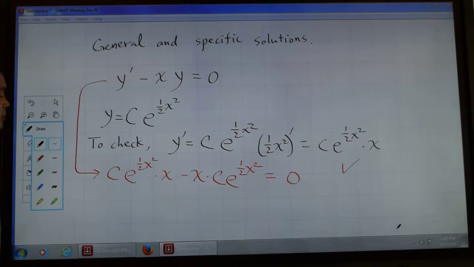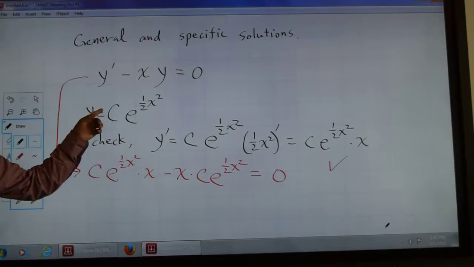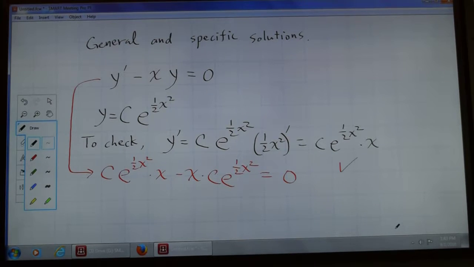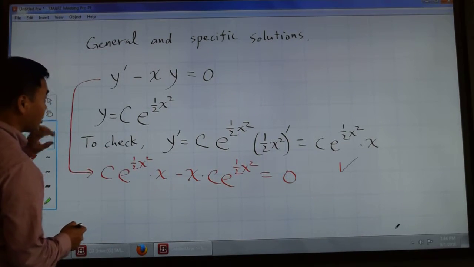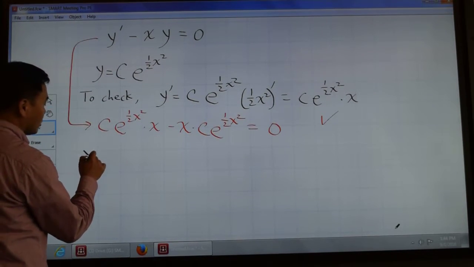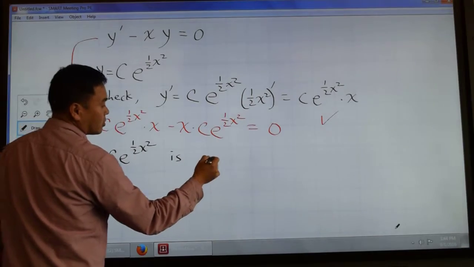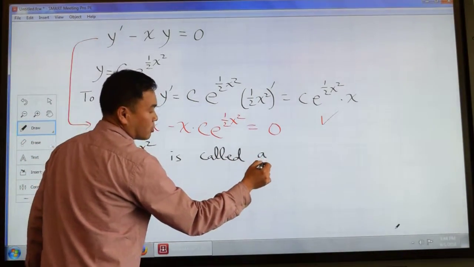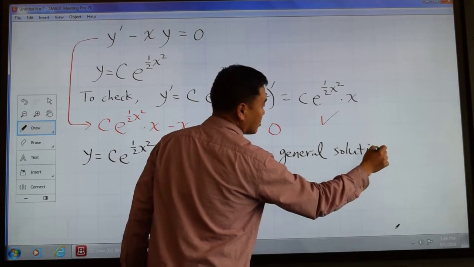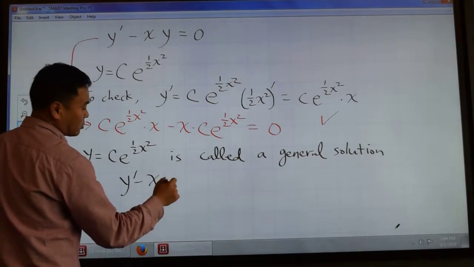Right. And because this has c in there, you call this a general solution. So maybe I should write it as y equals c times e to the 1/2 x squared is called a general solution to y prime minus xy equals 0. Okay?